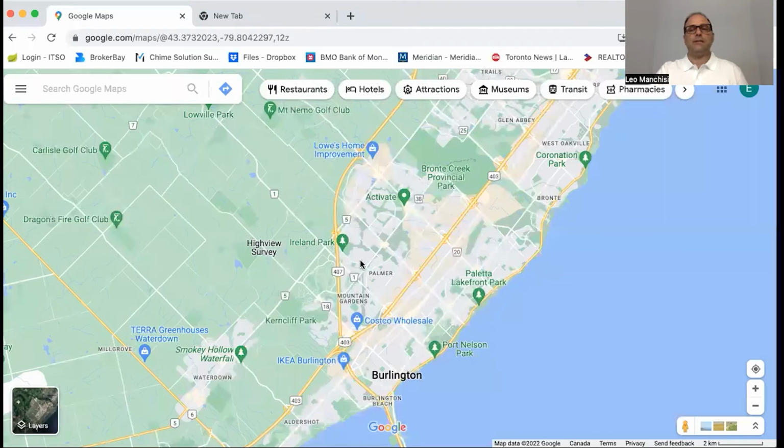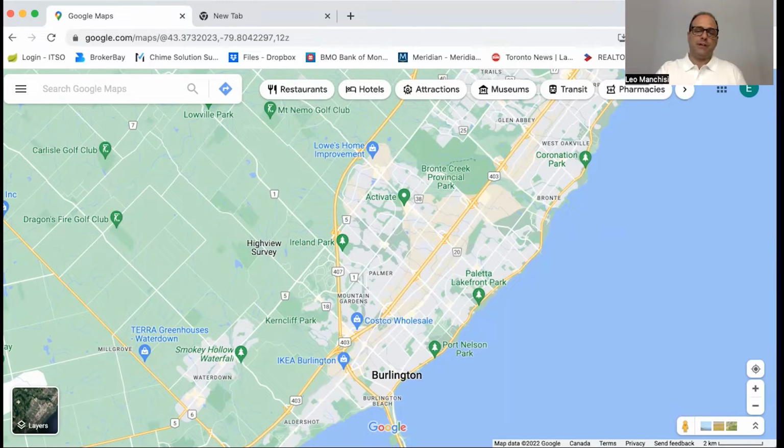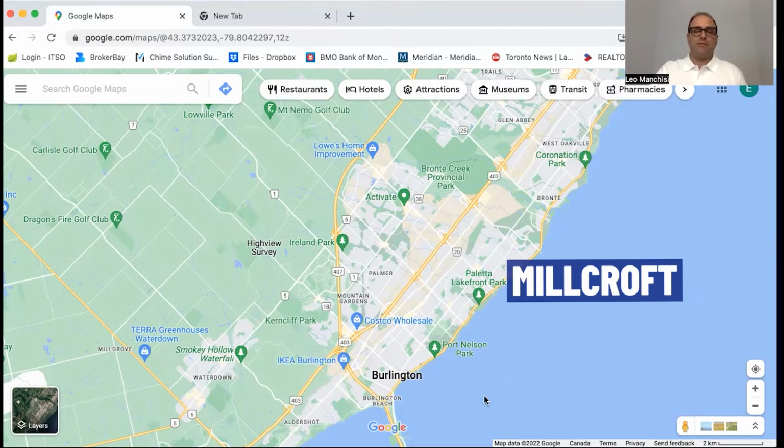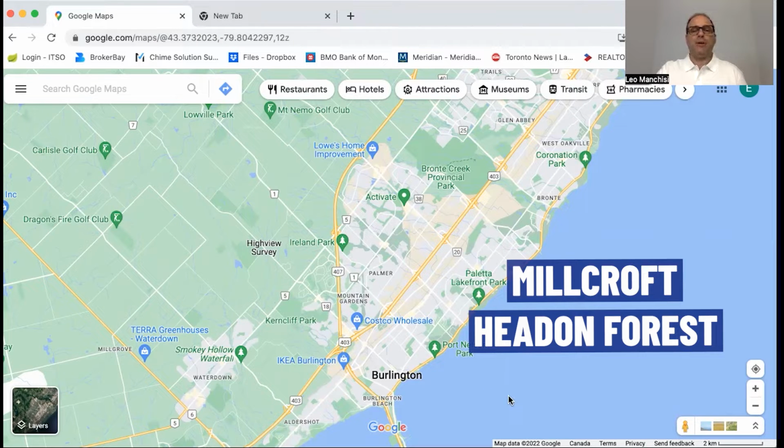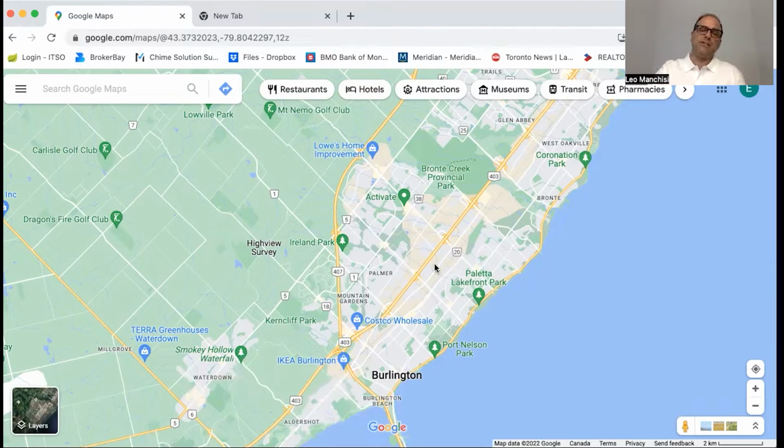So you can kind of see what we're going to start to do is break down what is known as North Burlington and the different types of neighborhoods. I will draw it out to start off with. North Burlington is basically broken up into three different neighborhoods. Millcroft is number one. Number two is Headon Forest. And then number three is Palmer and Tansley Woods. Okay, let me break it down and show you what you need to know about these particular neighborhoods.